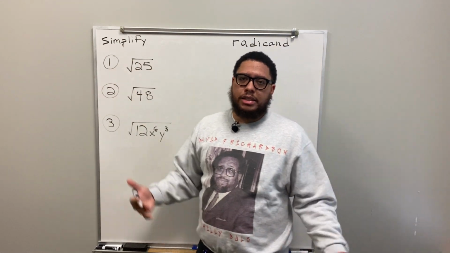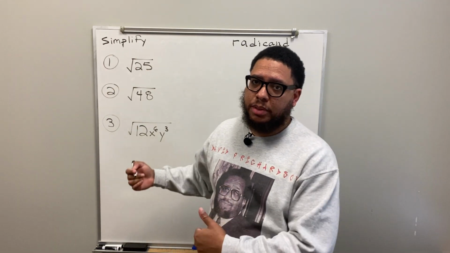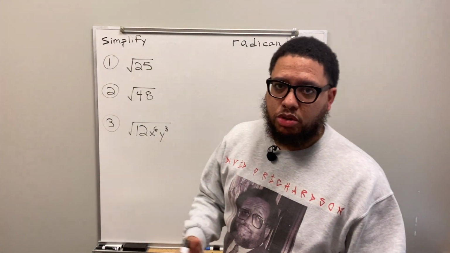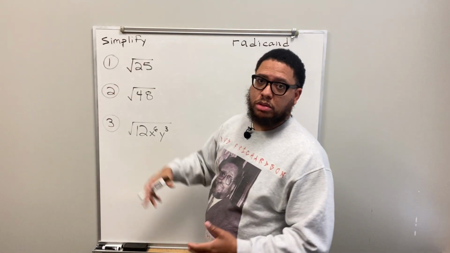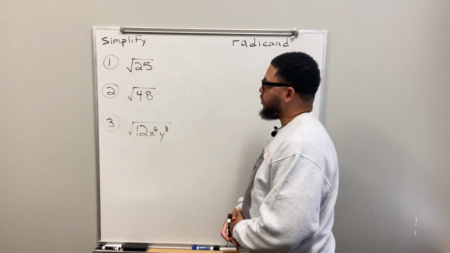Think of the radical sign as a house. And when I get into my explanation, I'm going to use an analogy. I'm using an analogy of the house, the radical sign as a house. And it'll make more sense when I get into my explanation.